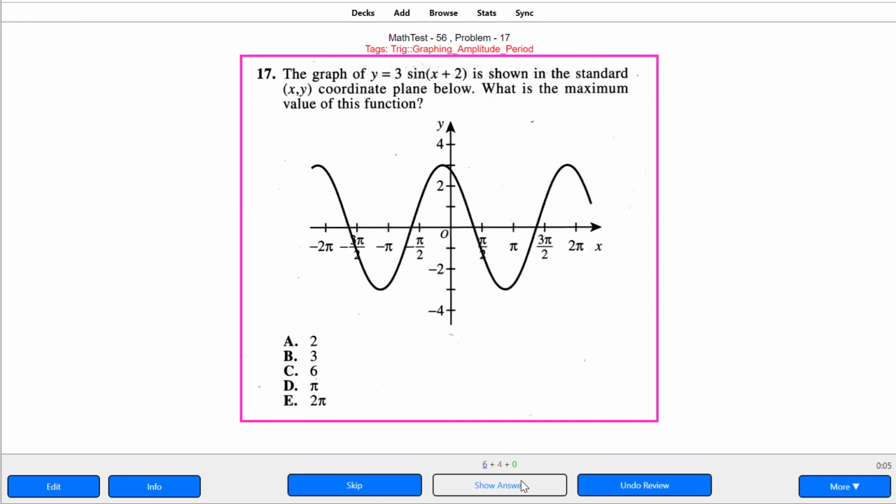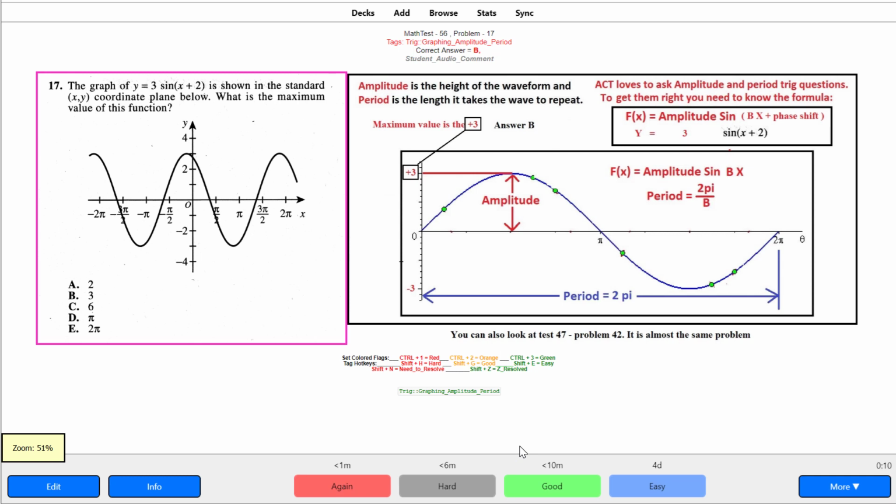Okay, in problem 17, they give us a sine function. The amplitude is 3. And the axis it's rotating on is the y equals 0 axis. So both our amplitude and our maximum value are positive 3. On a sine wave, usually all they ever ask is about amplitude or period. That's the only two real things they ever ask on the ACT about a sine wave.